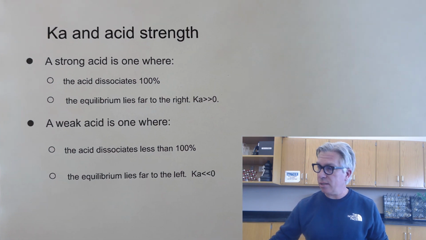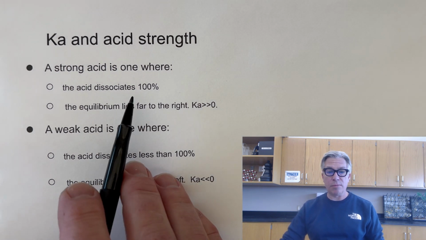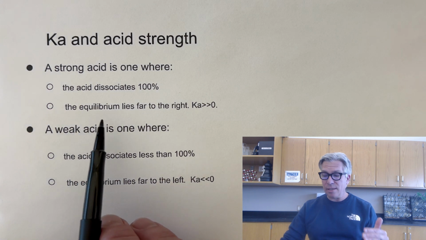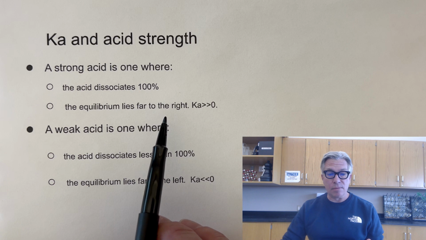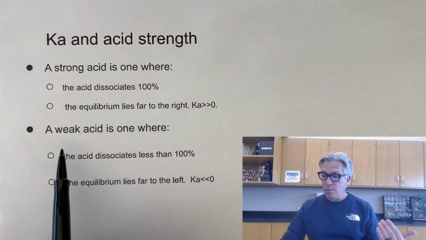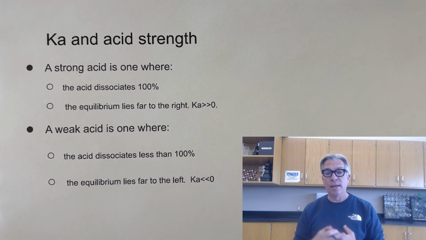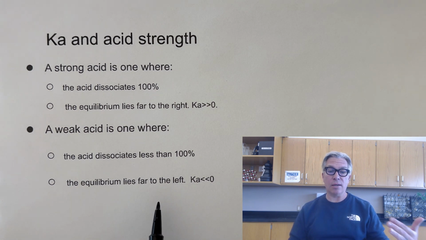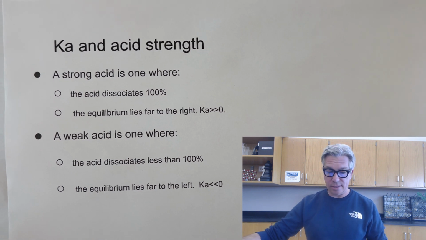Okay, so let's revise our definitions slightly. A strong acid is one where the acid dissociates 100%. Or you could also say its equilibrium lies far to the right, meaning it has a really, really big equilibrium constant, so much so that it's very difficult to measure. Okay, a weak acid is one where the acid dissociates less than 100%. It sets up an equilibrium, and the equilibrium lies far to the left. There's actually not a lot of protons being formed from most of the weak acids.